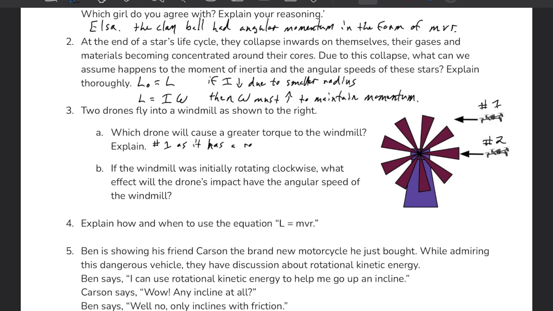Number 2 is doing no torque because it's parallel. The moment arm is parallel. It's really force times radius times sine of the angle here. You're not getting any torque for number 2.